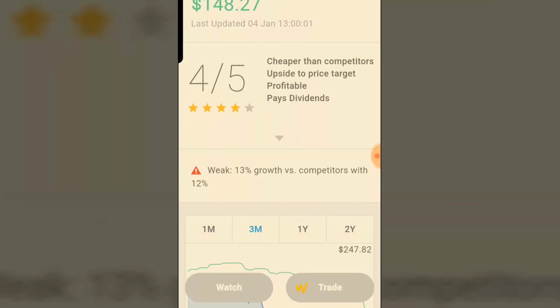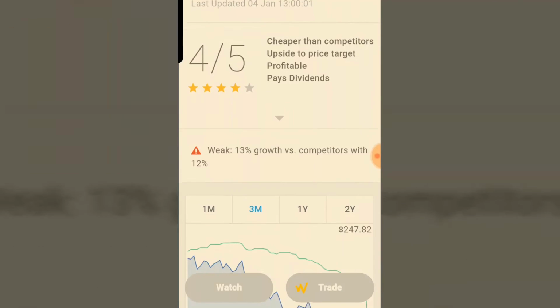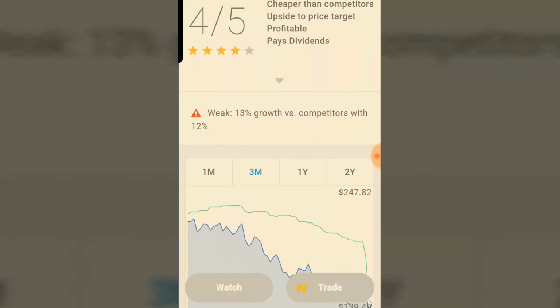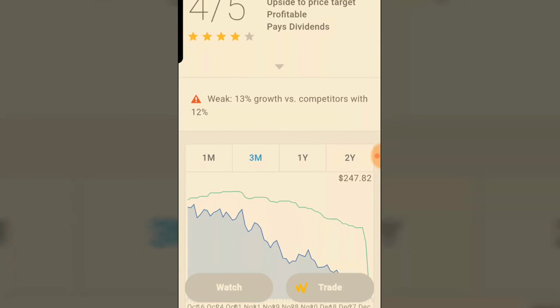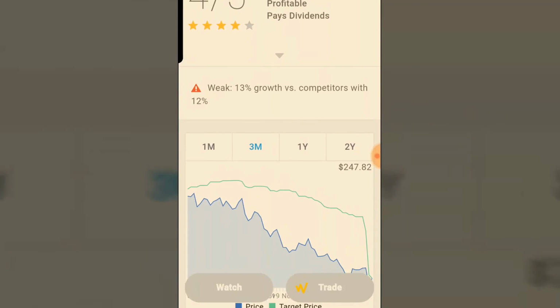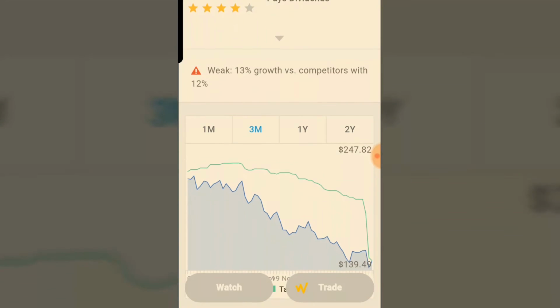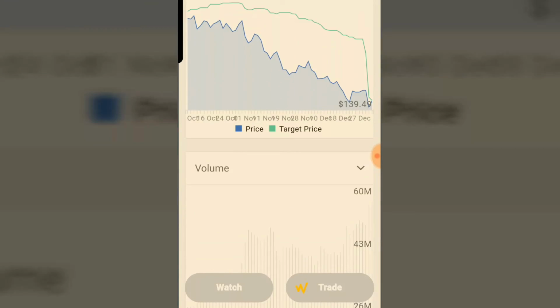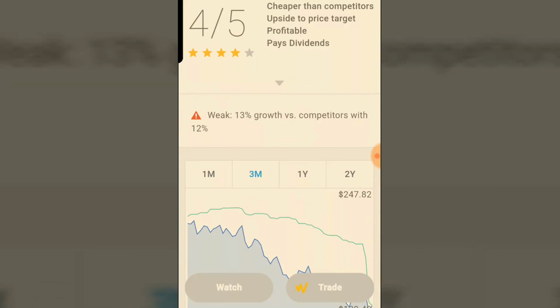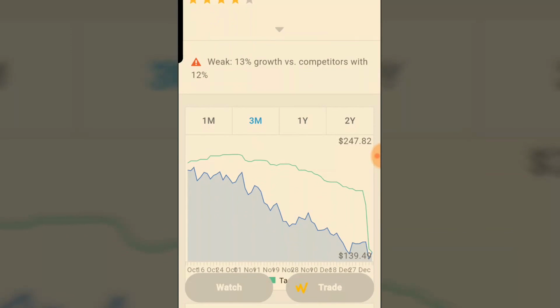And Wall Street also believes that there's an upside to it. It's also a profitable company, so that's a good thing. And it pays dividends. So these are all really good things. The only thing is the growth is a bit weak compared to its competitors. Slightly.